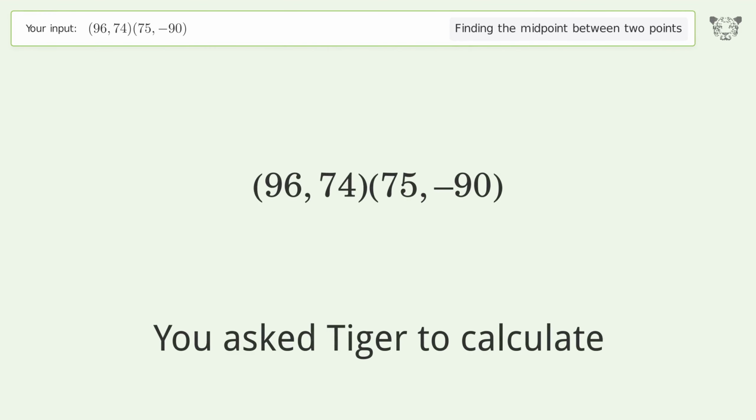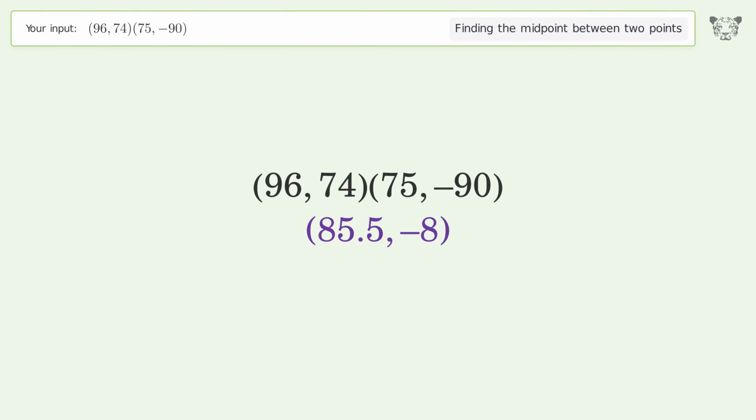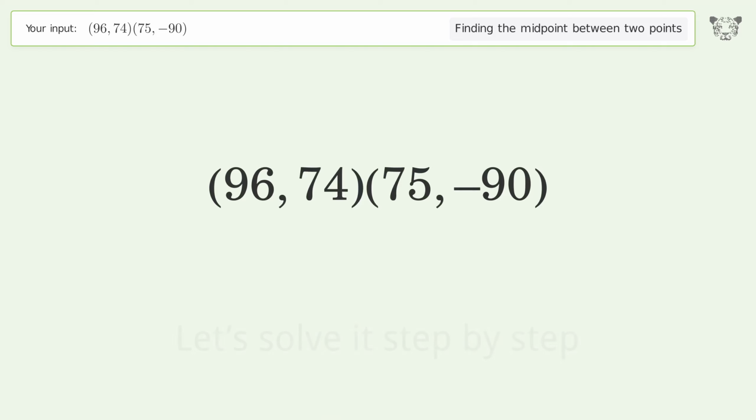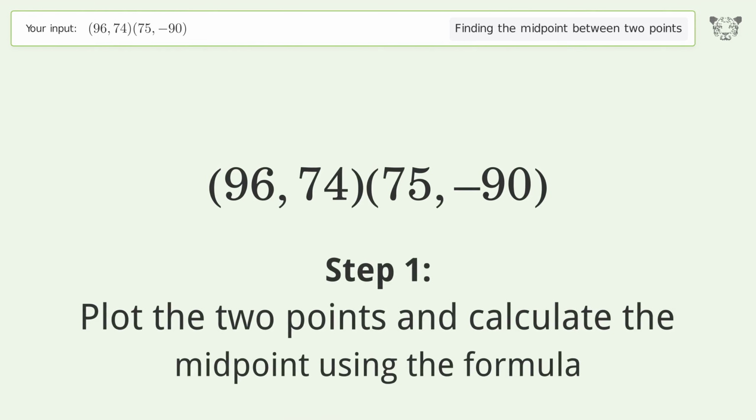You ask Tiger to calculate. This deals with finding the midpoint between 2 points. The midpoint between the 2 points is 85.5, -8. Let's solve it step by step. Plot the 2 points and calculate the midpoint using the formula.